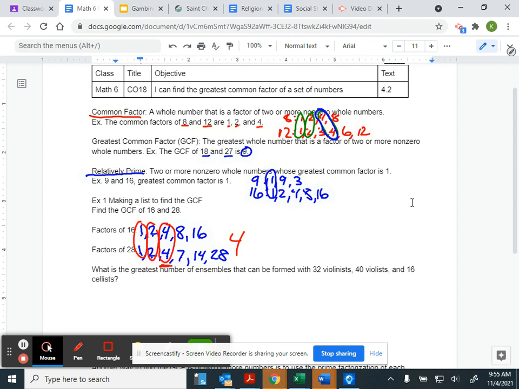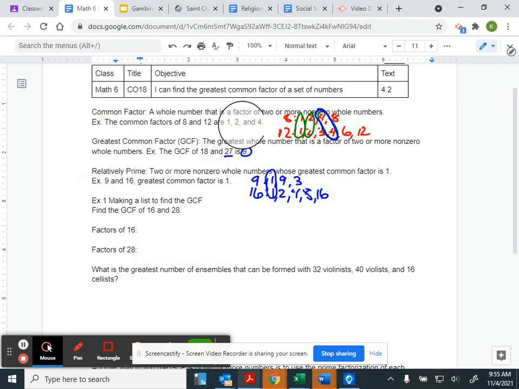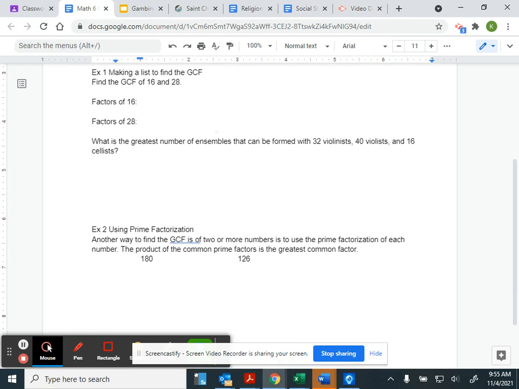So now let's look at it with a word problem. Let me move the page up. Looking at it when you're just given the two numbers, it makes sense. Okay, I've got my two numbers, I find my factors, boom, done. But now I have a word problem, and sometimes those word problems can be a little overwhelming. So let's look at what it's telling us.